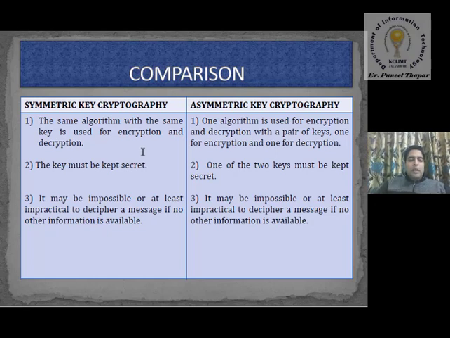In symmetric, the same algorithm and the same key are used for encryption and decryption purposes, and the key must be kept secret. In asymmetric, two keys are used, one of them kept secret. It may be impossible, or at least impractical, to decipher a message if no other information is available. This is the main comparison between them.